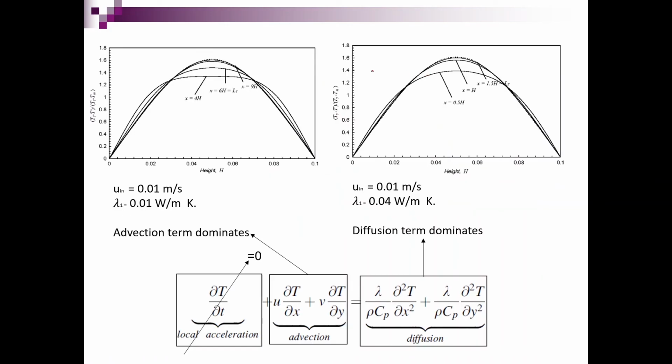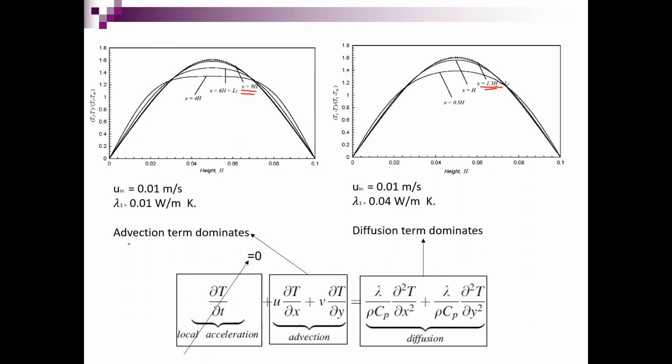This is the difference when you have different thermal conductivity. You have an identical inlet velocity of 0.01, but the left one has the lower thermal conductivity and the right one has a higher thermal conductivity, four times more. You can see here the thermal entry length for the left one is 9h. The thermal entry length for the right one is 1.5h. The left one takes longer to become fully developed.